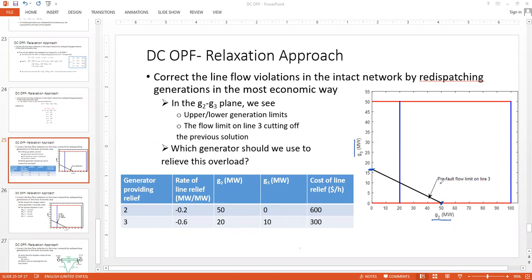Okay, and this line is introduced due to the pre-fault flow limit violation on line number 3. Pre-fault flow limit violation on line number 3. Okay, so now what we do, we again analyze the feasible space. What is the feasible space? Okay, so this is no more the feasible space.